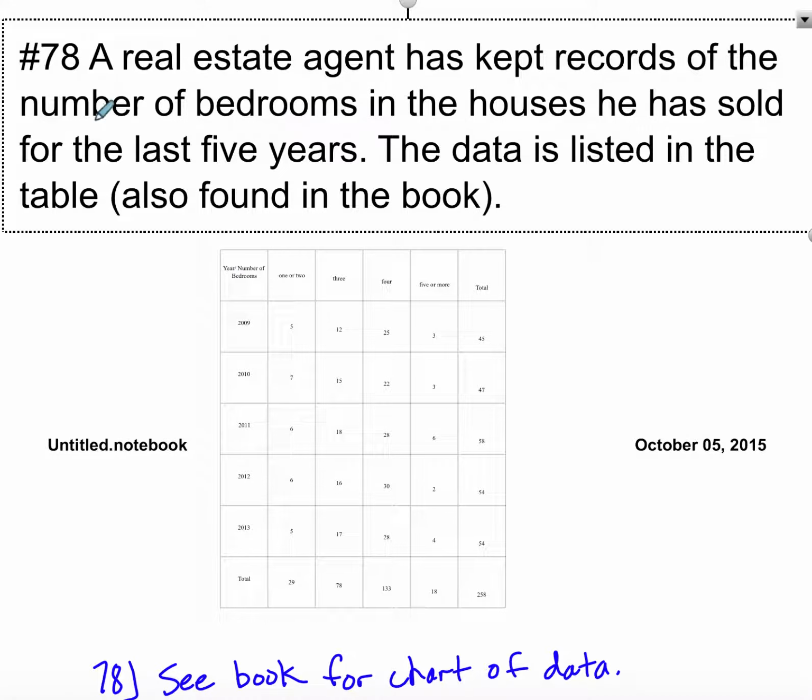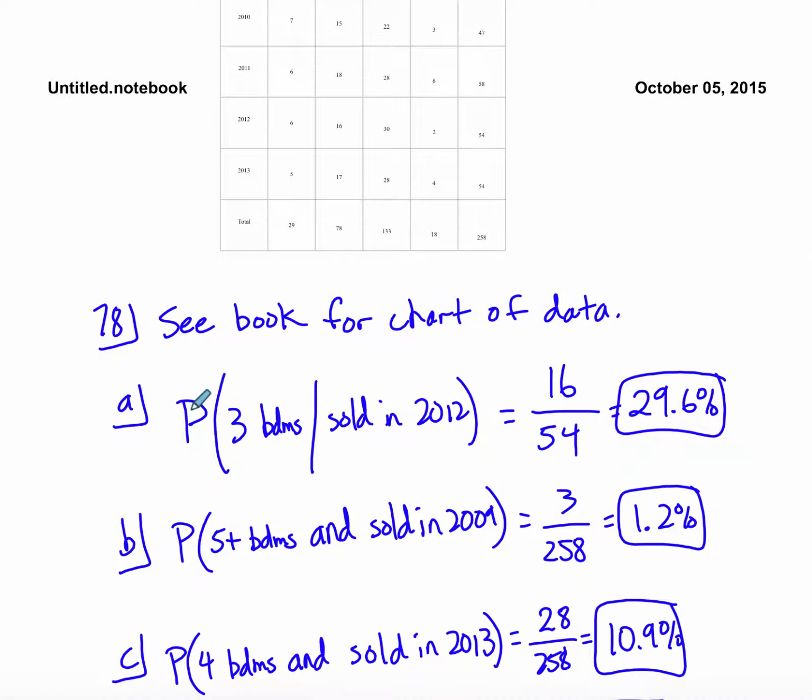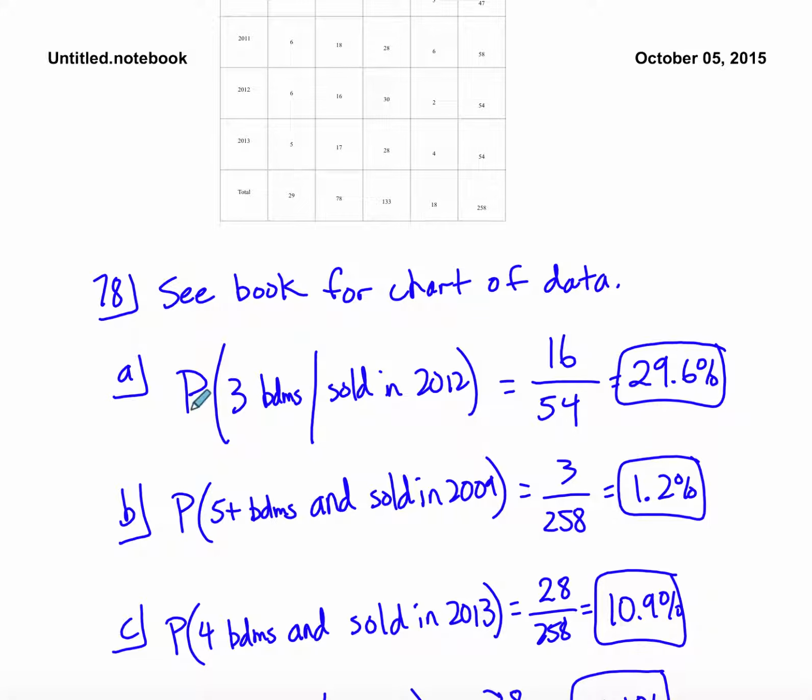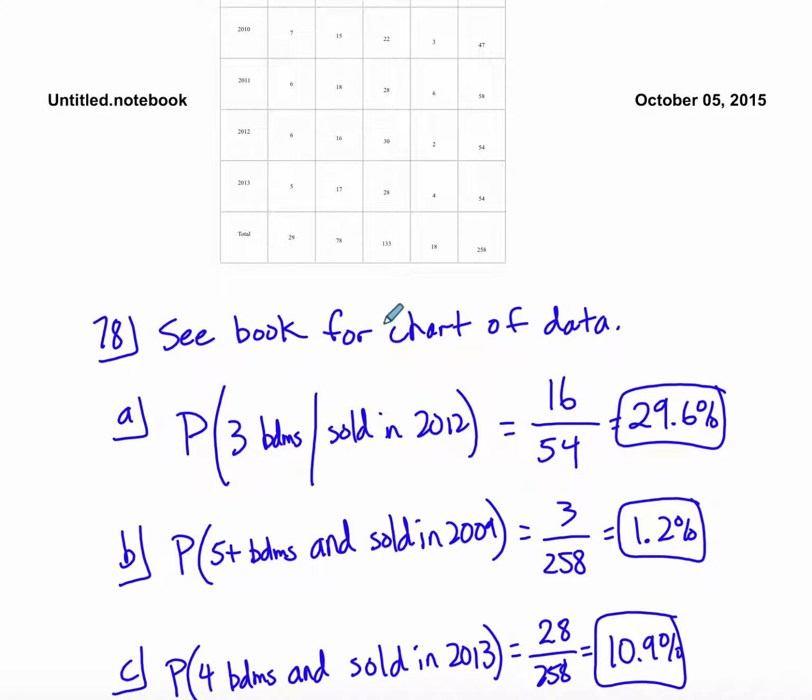Another example is a real estate agent has kept records on the number of bedrooms in the houses he has sold for the last 5 years. The data is listed in this table. It's a little hard to read, so you can also find this in the textbook, which might be a better place to go look so you can read what it has to say. So we would like to know the probability of getting 3 bedrooms given that the house was sold in 2012.